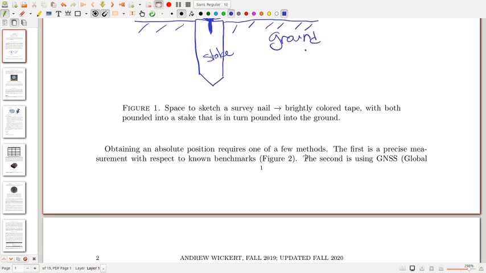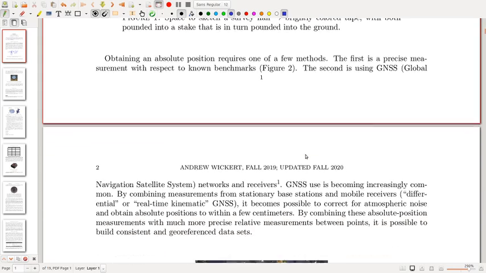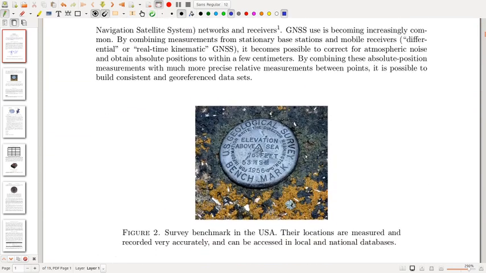The first one is a precise measurement with respect to known benchmarks. So let's say you have some actual survey benchmarks, like you might see on the top of a mountain. And this is an example right here. So this is a benchmark that's put in by surveyors, and you can see 769 feet above sea level. And it's put in by the United States Geological Survey. Sometimes you'll see them from the Coast and Geodetic Survey. And this was put in 1956.